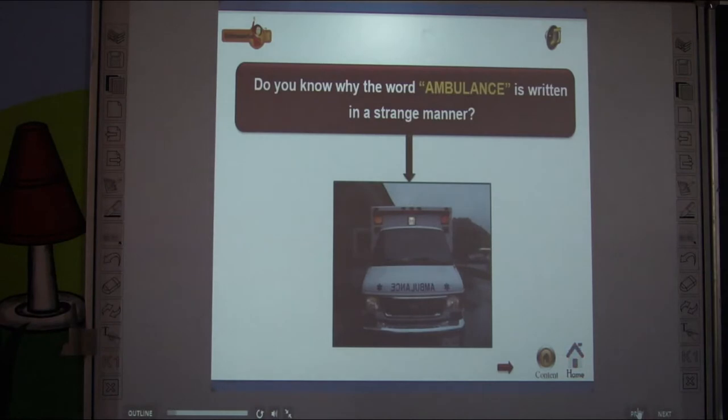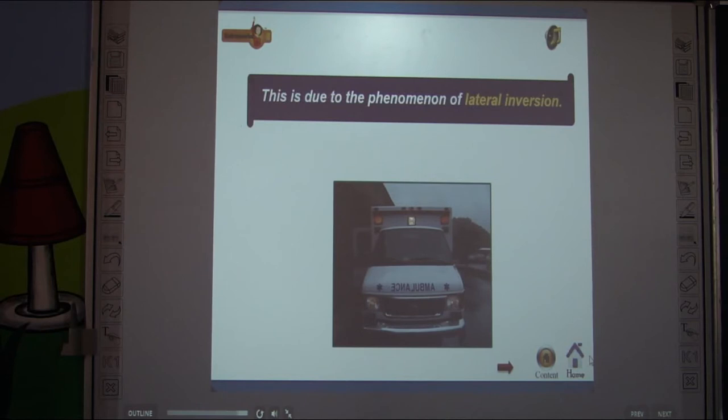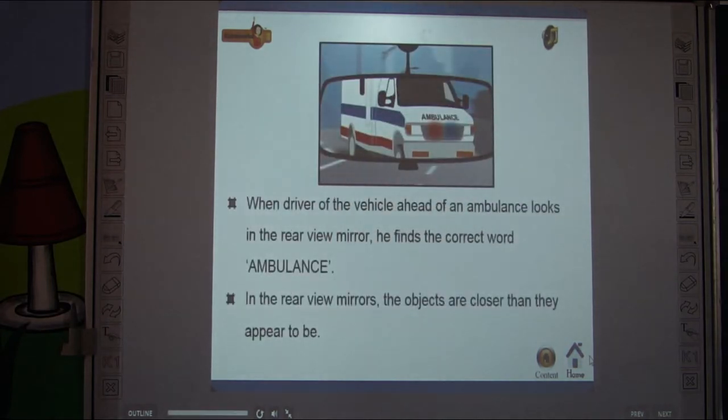See, do you know why the word ambulance is written in a strange manner? This is due to the phenomenon of lateral inversion. When the driver of the vehicle ahead of an ambulance looks in the rear view mirror, he finds the correct word ambulance. So in the rear view mirrors, the objects are closer than they appear to be. So this is an example for lateral inversion.